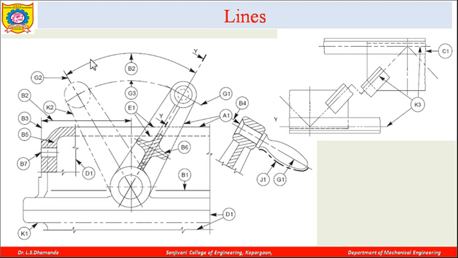Here you will first find that line A1 is specified. A1 is nothing but the main outline. Here you can see that it is a complete dark line and it has the maximum thickness compared to any other lines on this particular drawing.